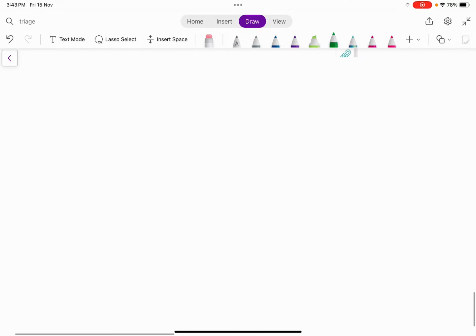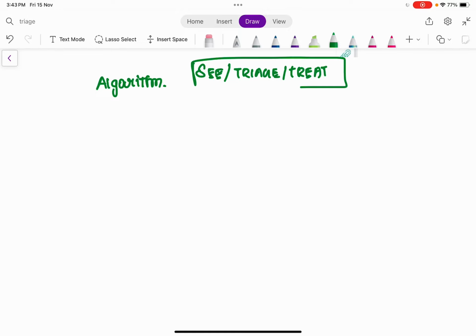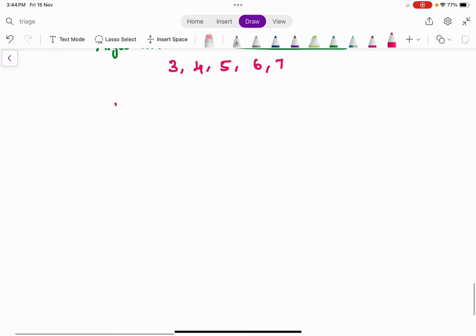Right? So here the simple thing which I can give you is, we have discussed the see, triage and treat approach. In the see, triage and treat approach, we have algorithms 3, 4, 5, 6 and 7. Algorithms 1 and 2 were the see and treat approach. 3, 4, 5, 6, 7 of the WHO are all about the see, triage and treat approach.